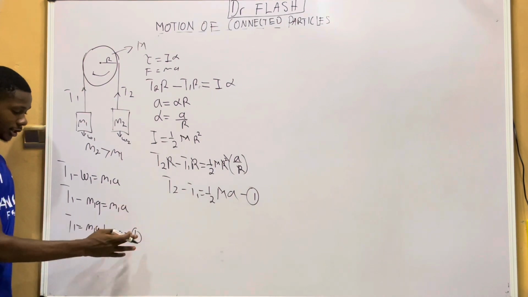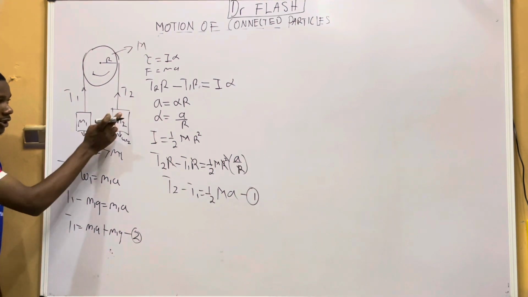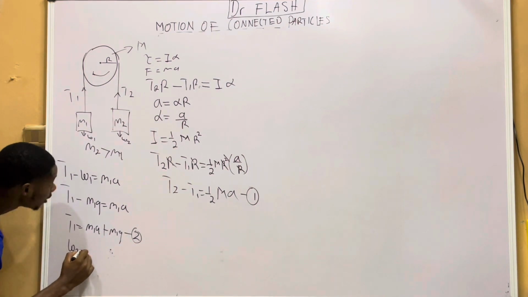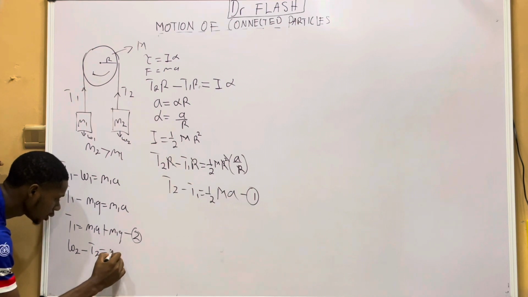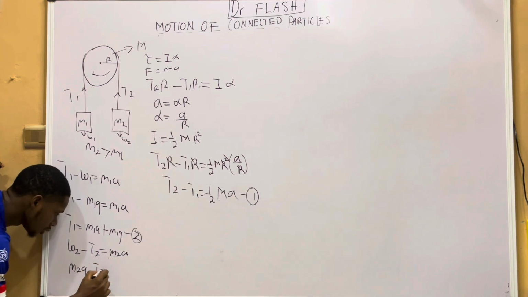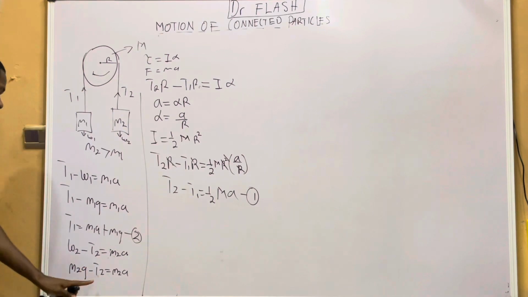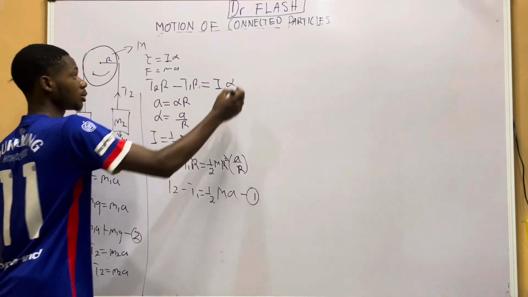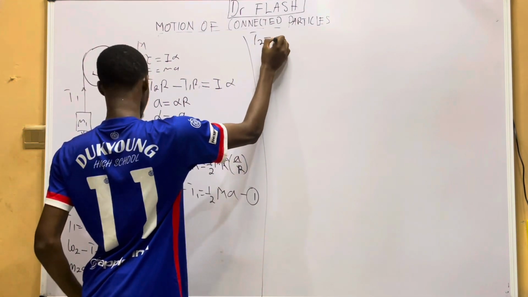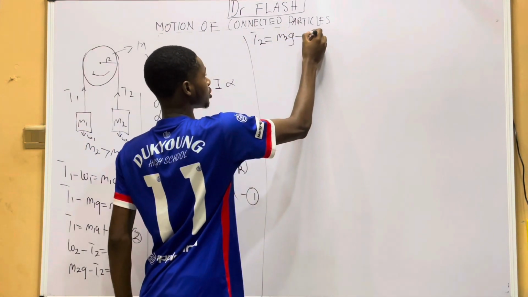Equation 2 rather, okay? I'm going to call this equation 2 instead. Then we're going to come to this next mass, which is W2, and we'll notice that W2 minus T2 equals M2A. Now substituting, we get M2G minus T2 equals M2A. Now what we want to do next is make T2 the subject. Making T2 the subject, we're going to get T2 equals M2G minus M2A.